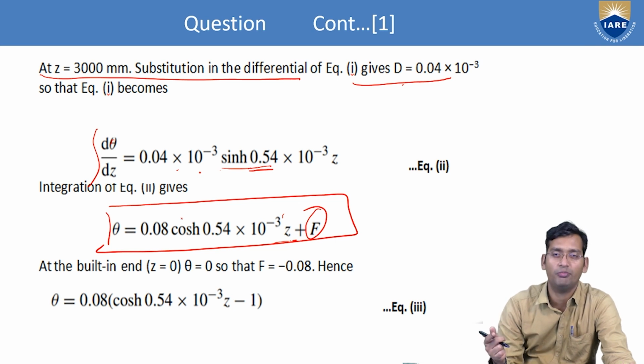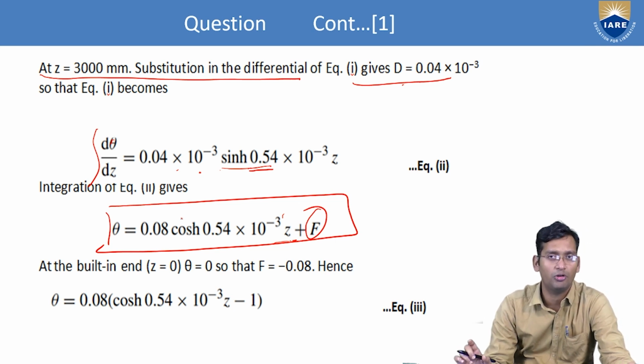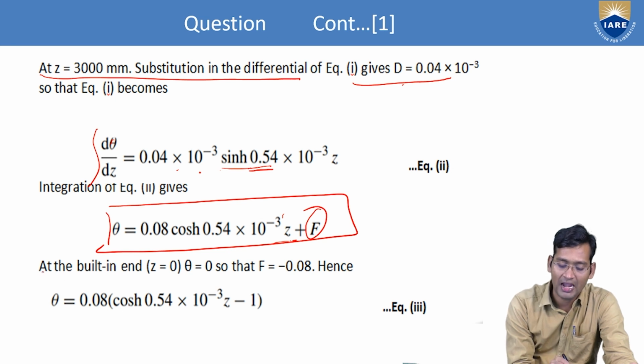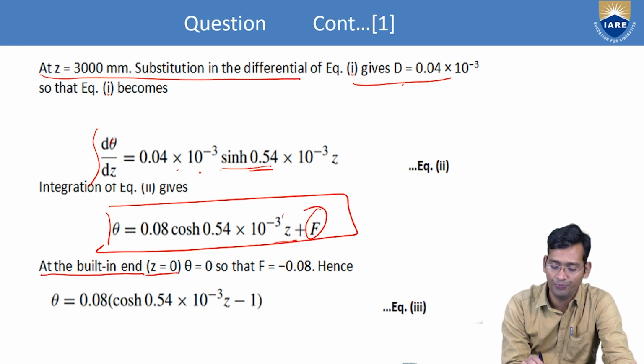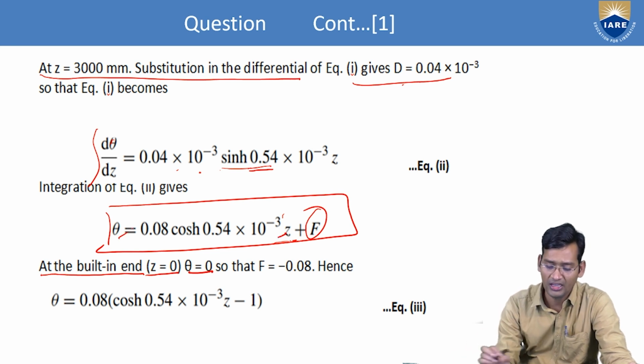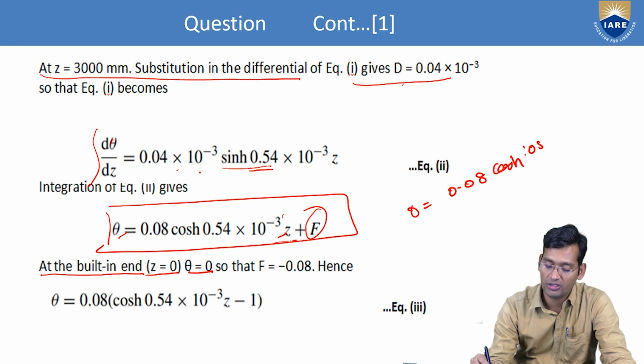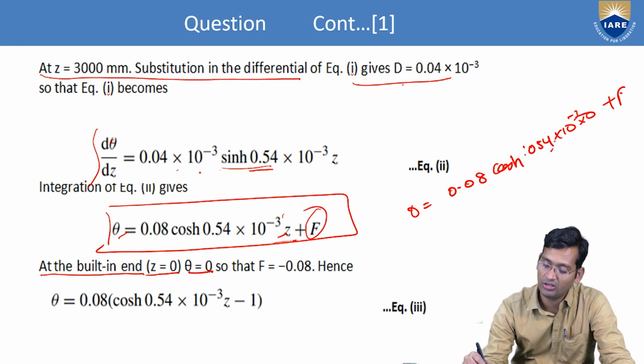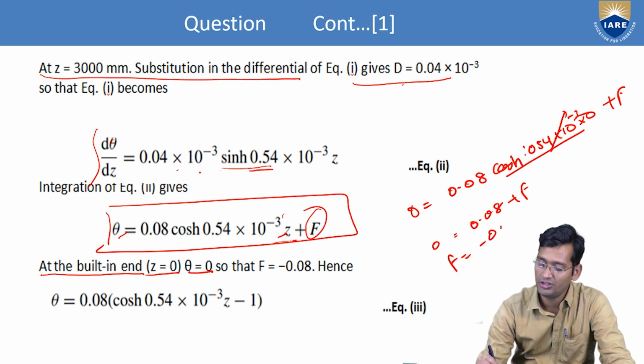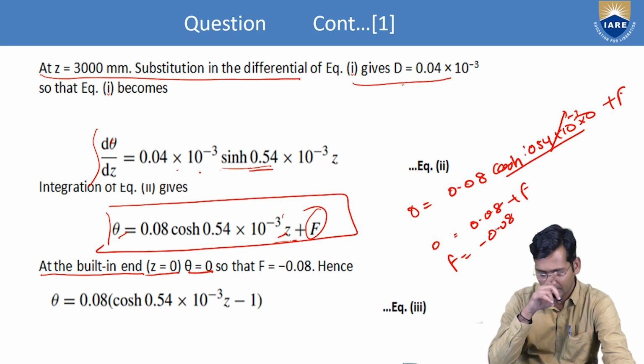So again, for finding the value of F, we have to put some boundary condition. At the built-in end, z equals 0, θ is 0. So put z equals 0, θ is 0. After putting that, 0 equals 0.08 cosh of 0.54 into 10 to the power minus 3 into 0, plus F. So this becomes 0, cosh 0 is 1, so 0.08 plus F equals 0, so F equals minus 0.08.